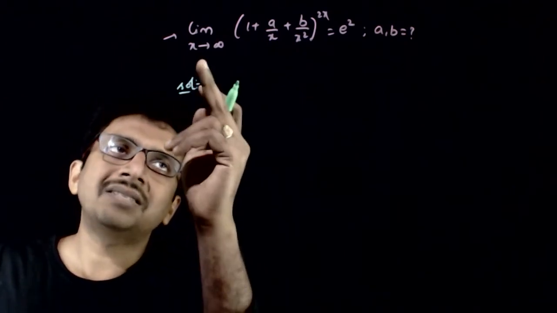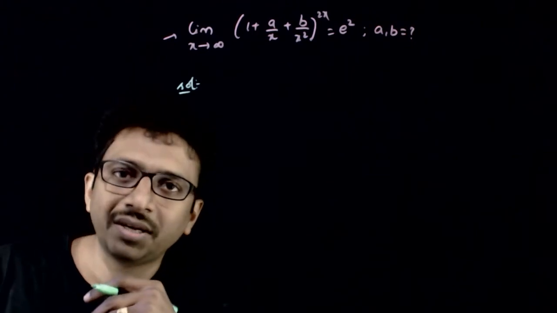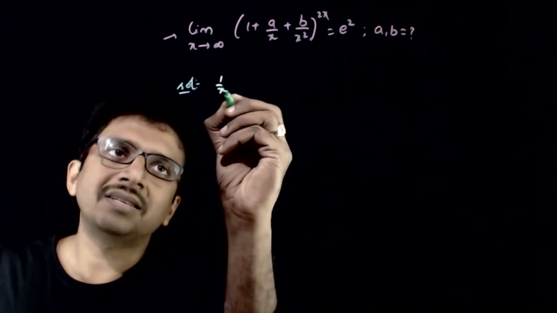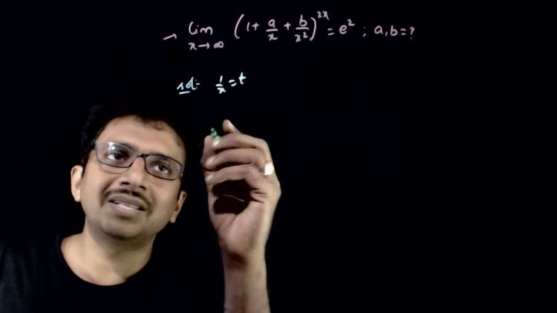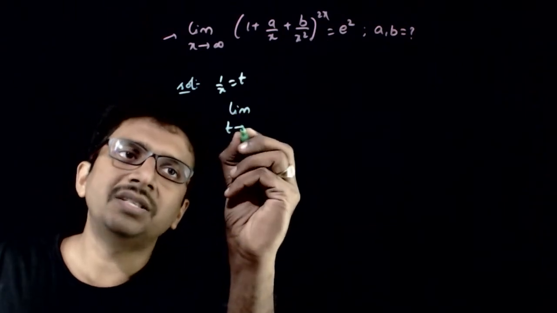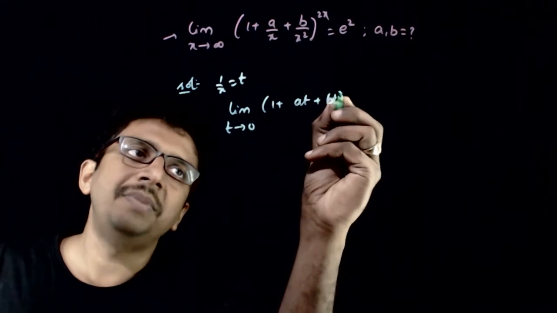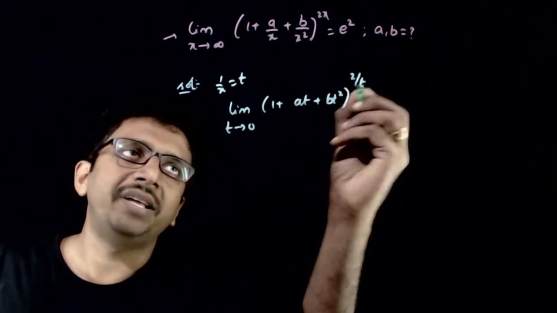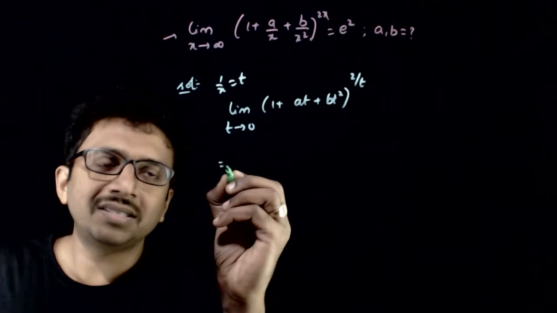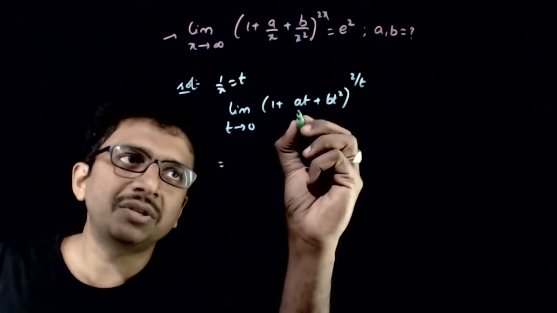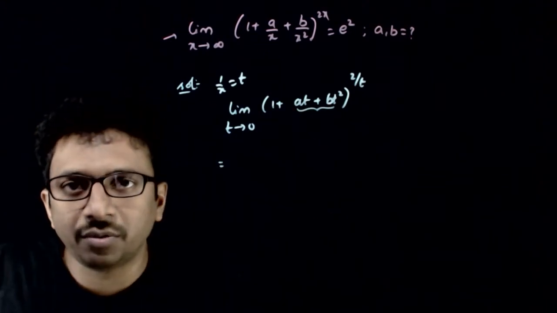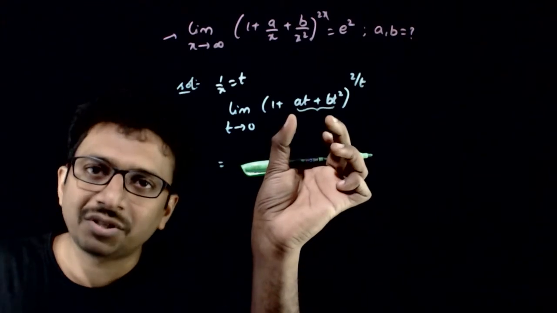Now as x tends to infinity, 1/x tends to 0, right? So let 1/x = t. What does this limit become? Limit t tends to 0 of (1 + at + bt²)^(2/t), right? As you can see, as t tends to 0, at + bt² also tends to 0.